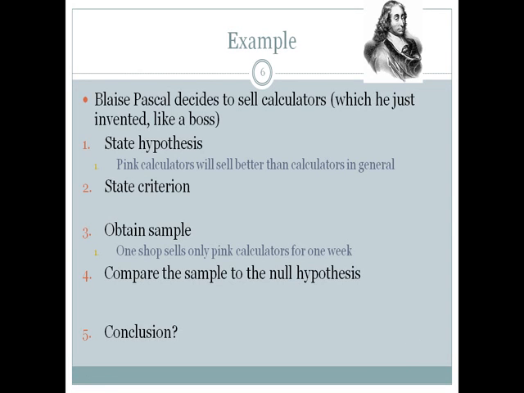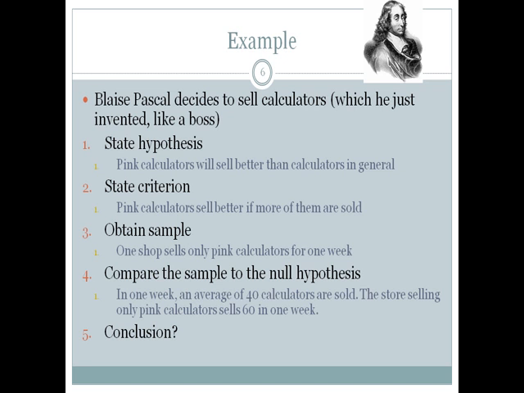So the next step is to state criteria. And this is what evidence will we take to show that pink calculators sold more than calculators in general. And he says, well, if they sell more in a week than calculators in general, then that will be support of my hypothesis. So we obtain a sample. One shop sells only pink calculators for 1 week. And then we compare the sample to the null hypothesis. In this example, we would compare the pink calculators sold to calculators sold in general, and then make a conclusion about the null hypothesis.